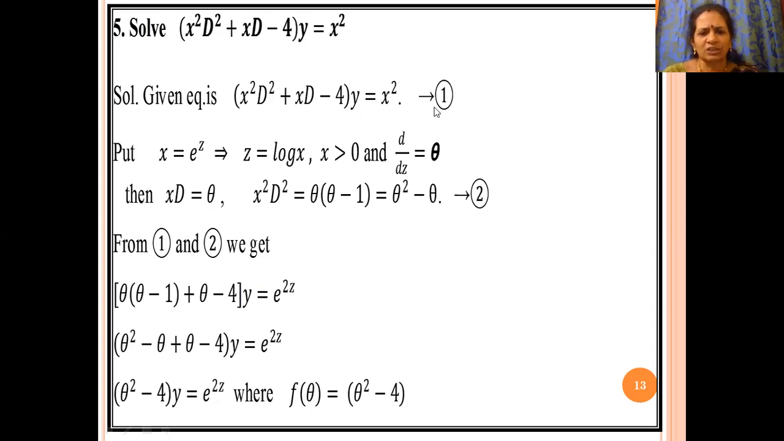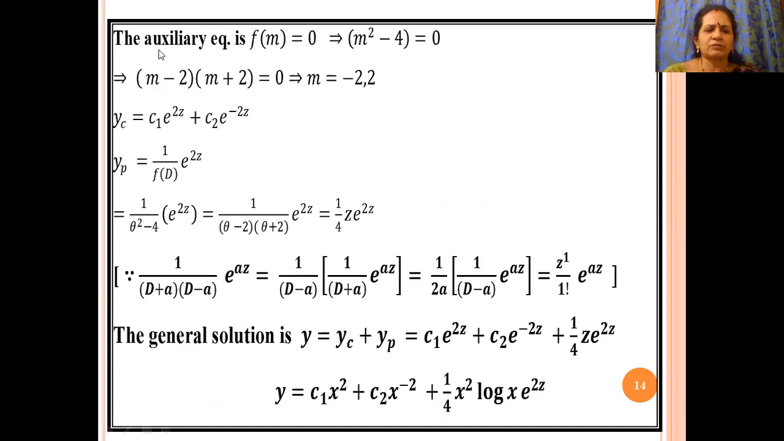So let it be, this is equation 1. Now apply the Cauchy Euler equation formulae, then we'll finally get f of theta is equal to theta square minus 4. After getting theta square minus 4, write down the auxiliary equation f of m is equal to 0. So from that, m square minus 4 is equal to 0. From that, what are the roots we will get? So m is equal to minus 2, plus 2.